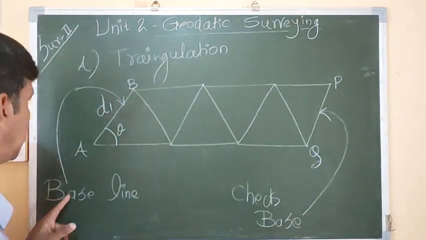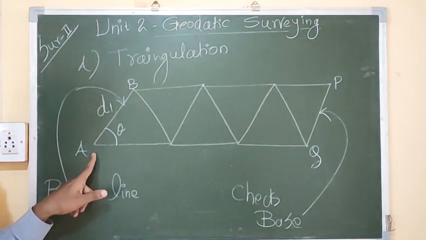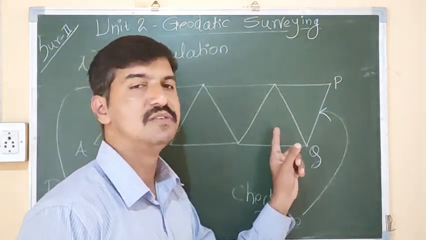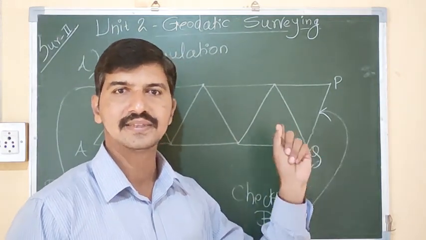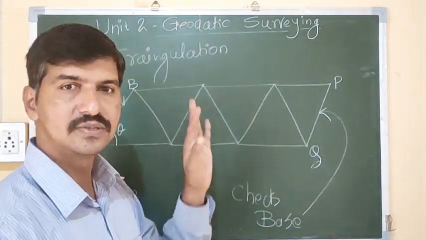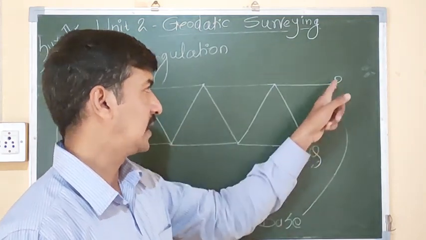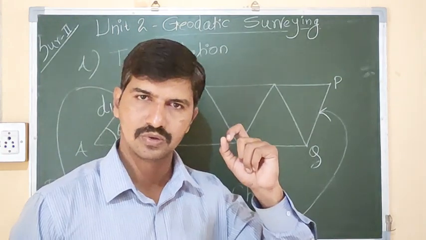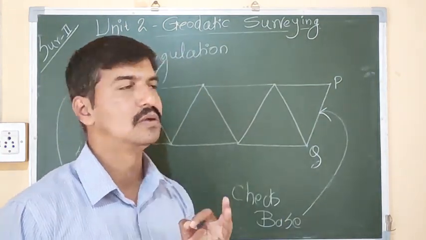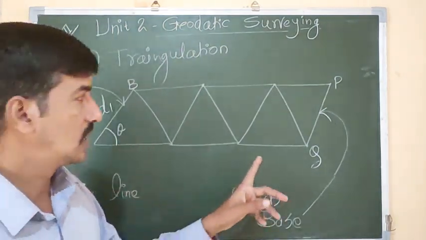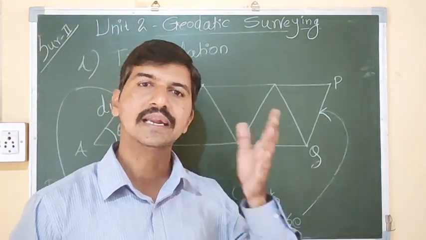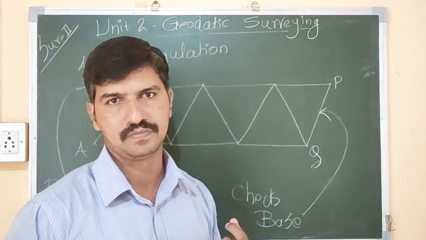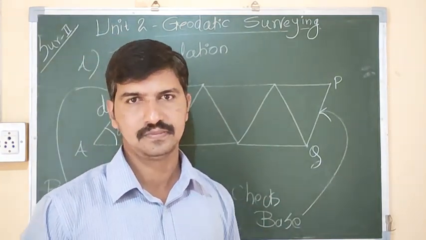So this is the baseline, the starting line. By using this baseline measurement, we calculate by using the sine rule all the remaining sides as well as angles, and the last line, in this case PQ, will again be measured with the same precise measurements, and we check the calculation against the actual measurement, whether it is correct or not.